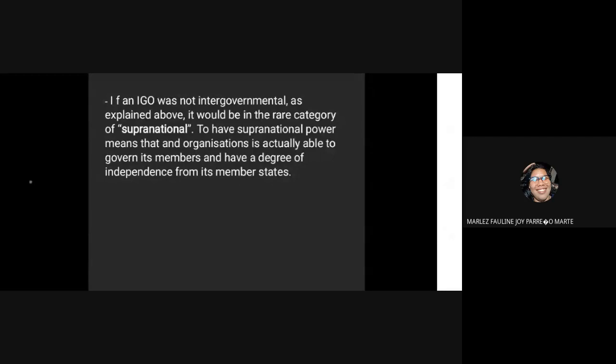Non-intergovernmental organizations include ASEAN, NATO, the African Union, the European Union, and the Organization of American States. These are examples of such organizations. But we will focus on the European Union, for it is unique in its own right. The European Union has 27 member countries.